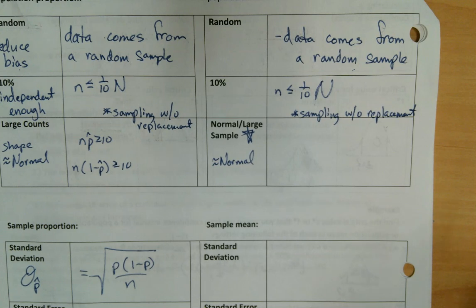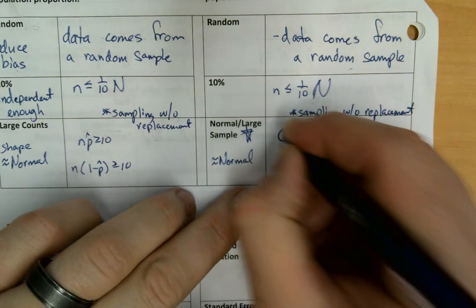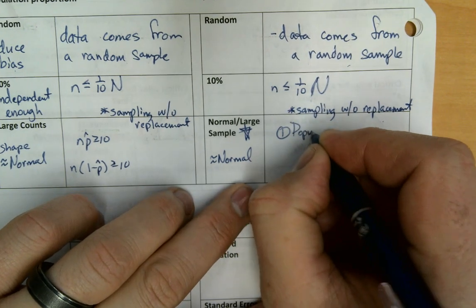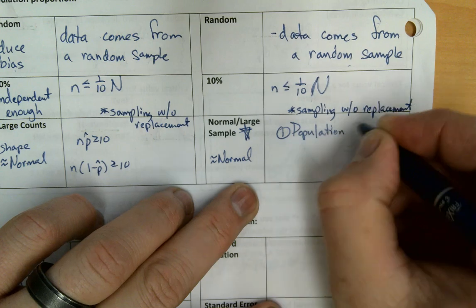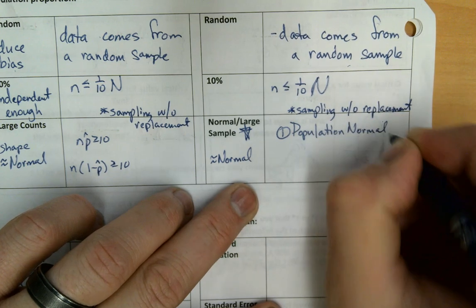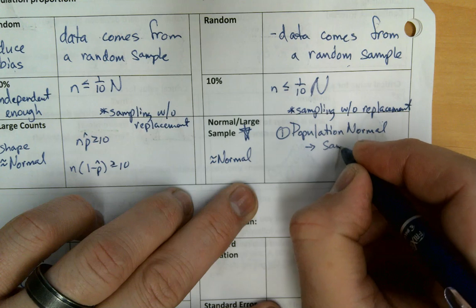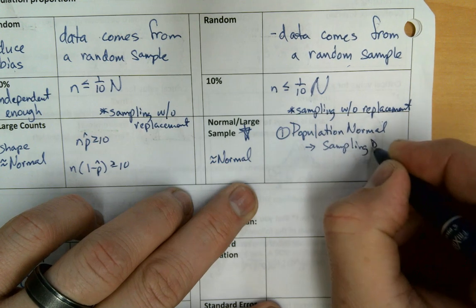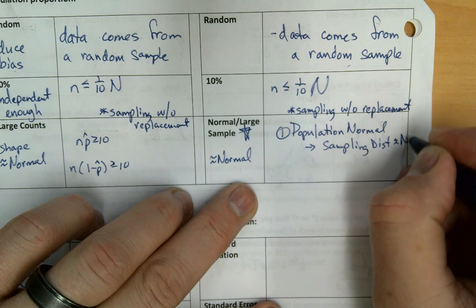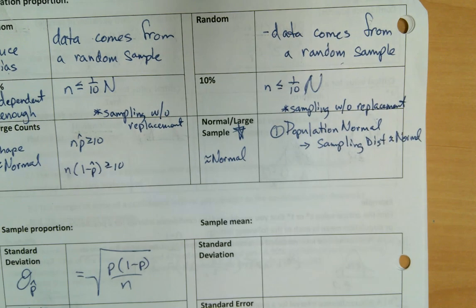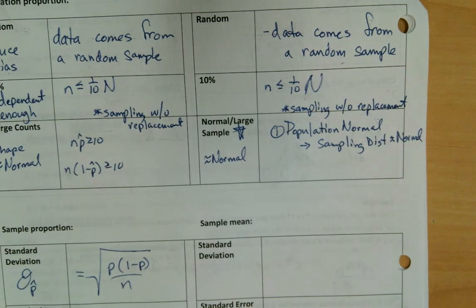Revert back to chapter 7. If you think back to chapter 7, the first thing we want to look at is if my population is normal, we automatically know that my sampling distribution is approximately normal. That's the easy one. If the population is normal, I know that when I take a sample out of that population, those sampling distributions are also going to be approximately normal.